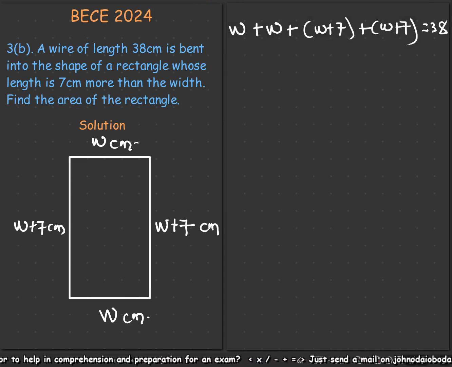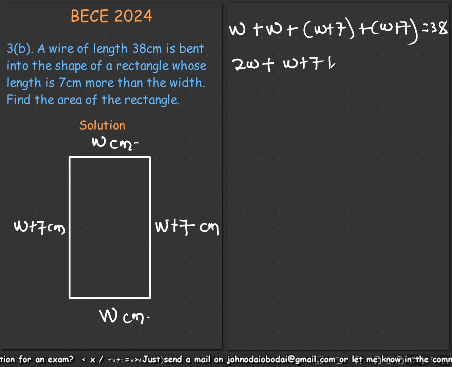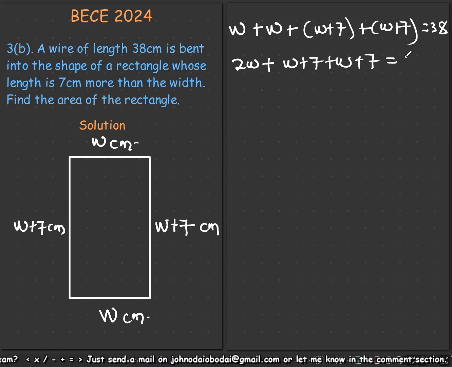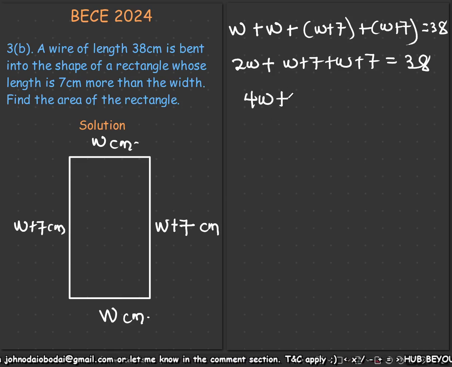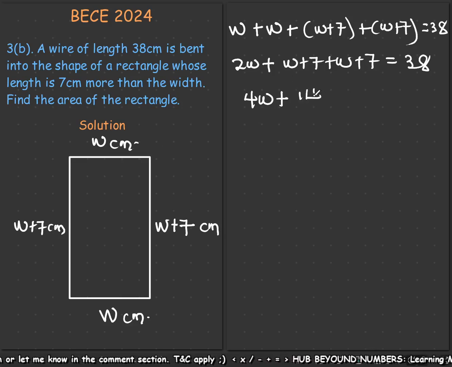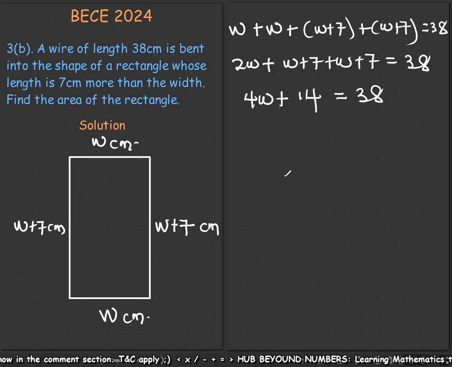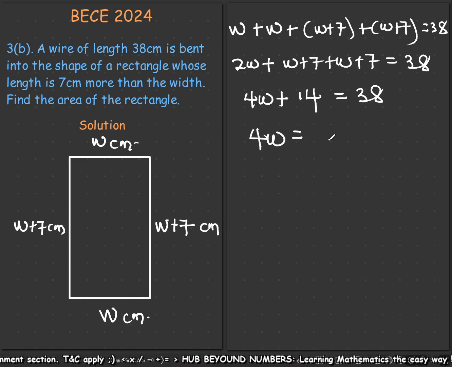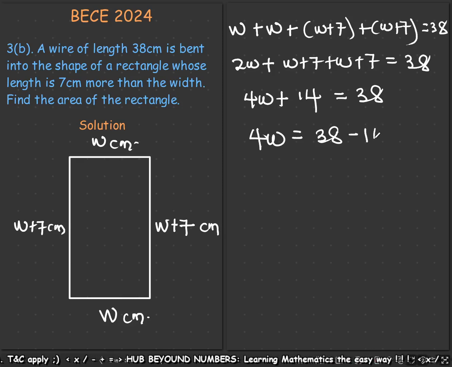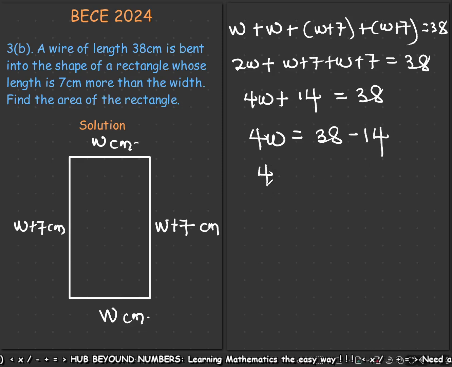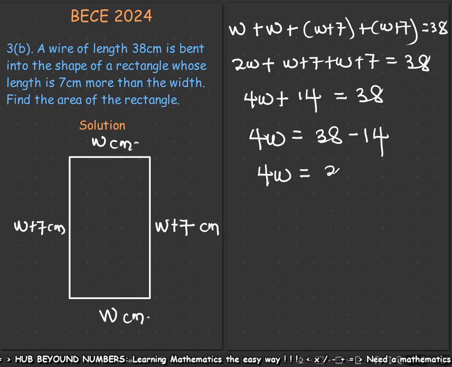So opening the bracket and simplifying further, we are going to get W plus W plus 7 plus W plus 7 is equal to 38. Simplifying further, we have W plus W plus W plus W, that gives us 4W. Then we have the 7 plus 7 giving us a 14. Still equal to 38. Making 4W the subject, we get 38 minus 14. So 4W is equal to 24.